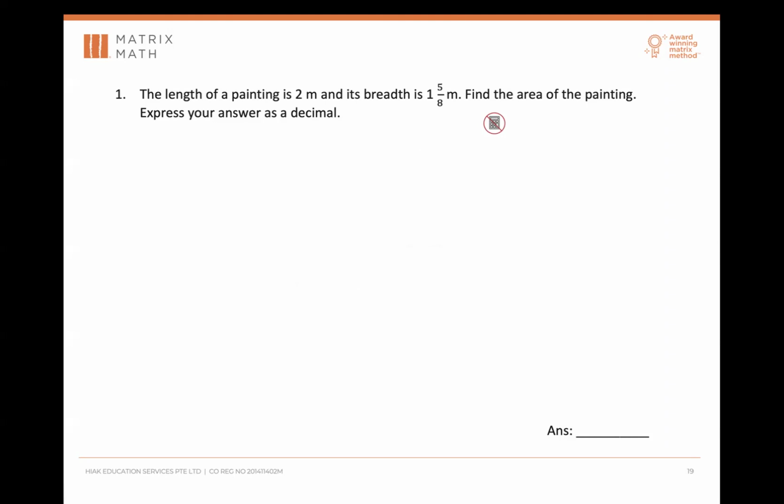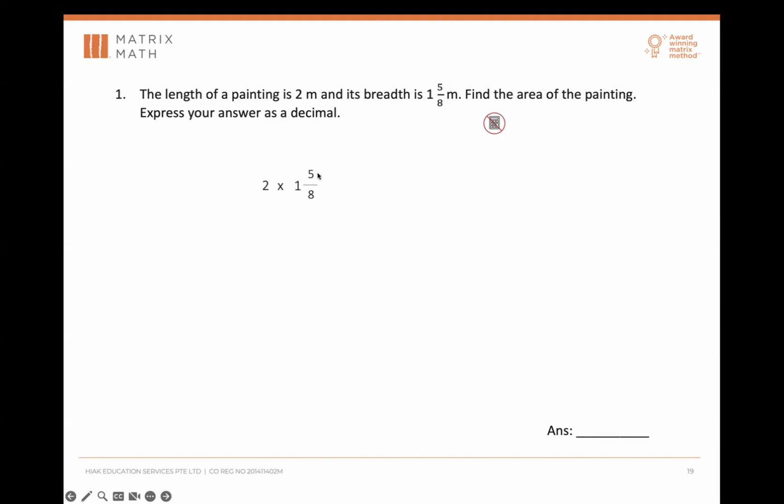So this question is asking for area, and the formula to find area is length times breadth. So the question is very direct. 2 meters is the length, breadth is 1 5/8 meters. So it's simply 2 meters multiplied by 1 5/8 meters. So 2 times 1 5/8.